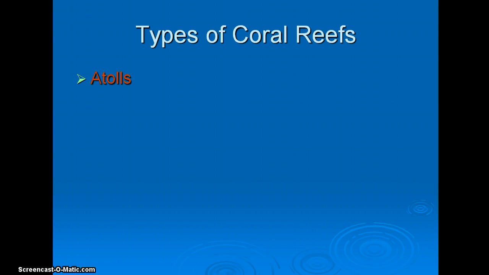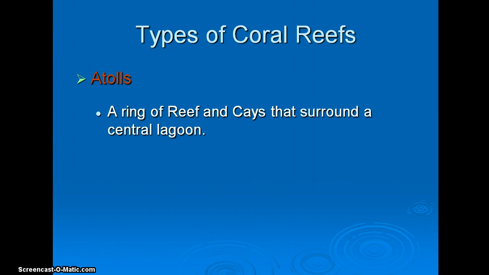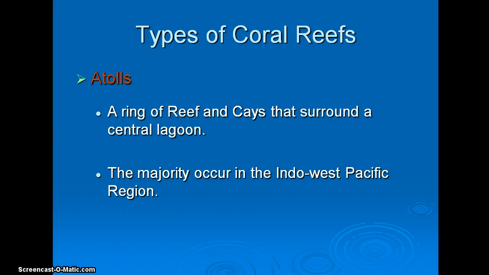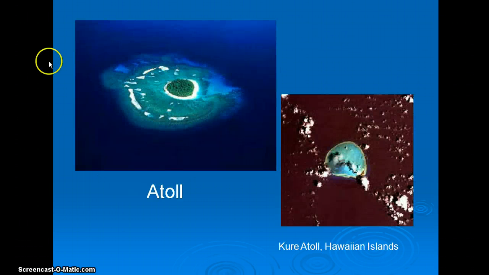But the third type of reef are called atolls. And these are a ring of reef and cays that can surround a central lagoon. And most of them occur in the Indo-West Pacific region. We don't really see them so much, again, in the Atlantic, in the Caribbean, on this side of the world. And again, that's because of the non-volcanic origin, as we'll see what an atoll is. And here you can see actually an island in the center here that had grown on top of a submerged volcanic island.